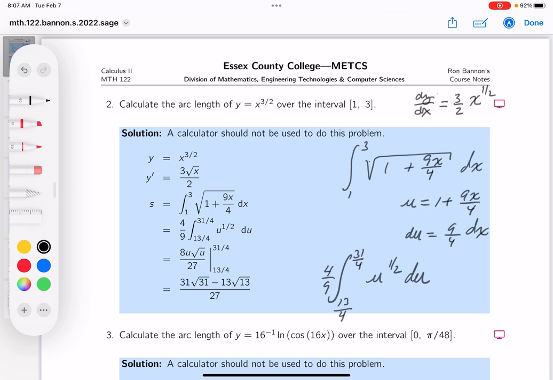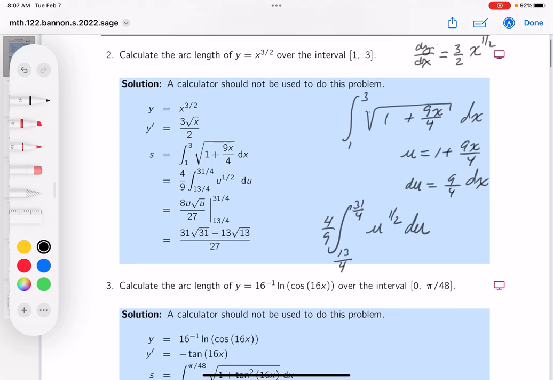All right, I've got to do the antiderivative now. And let's be careful about this. This is 4/9 times u. I have to increase the exponent by 1, so 3 halves. Divide by 3 halves, or multiply by 2/3. And this is going to be from 13/4 up to 31/4. I'm going to simplify a tiny little bit. And 2 times 4 is 8. 3 times 9 is 27.